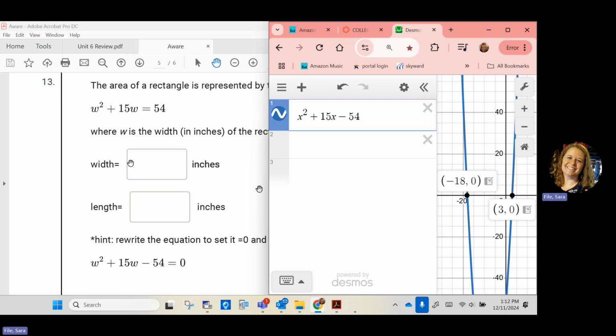Okay, so your width here would be 3. Then, as I mentioned, you would take the area, 54, and divide out the width. So 54 divided by 3, and you get 18, which they happen to show us negative 18 over here. So if you need to remember it, you're going to switch that sign of the negative one for your other dimension. So the width is 3, the length is 18.